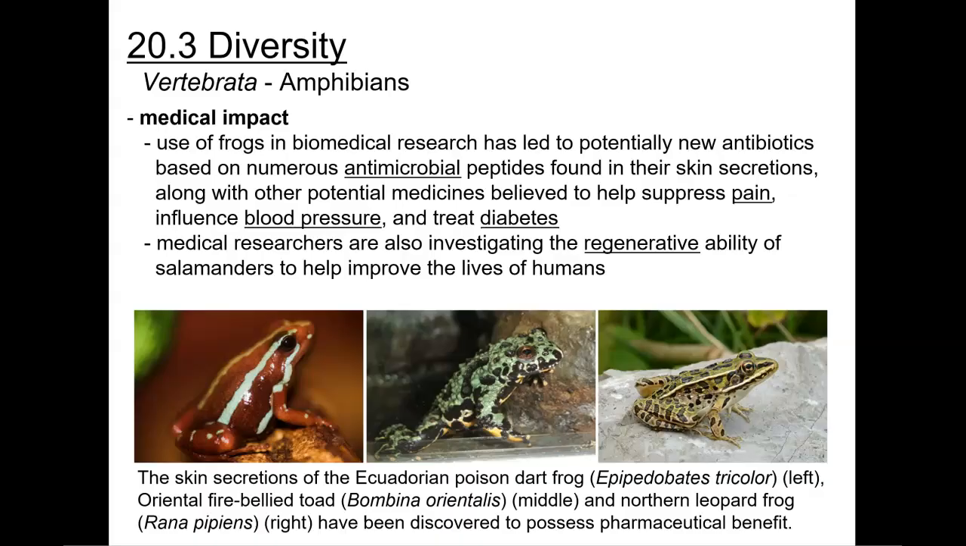And so here looking down, we see 3 different types of frogs and toads. The skin secretions are going to be used in that poison dart frog. That's going to be what's seen on the left. We have oriental fire-bellied toad, which is going to be seen in the middle. And then we have a northern leopard frog. These are the ones that we usually dissect in class. These have been discovered to possess pharmaceutical benefits.